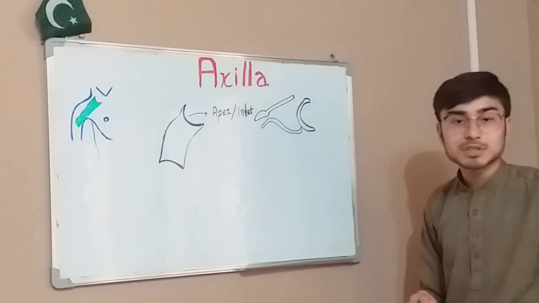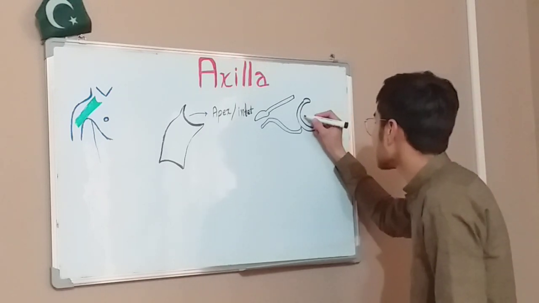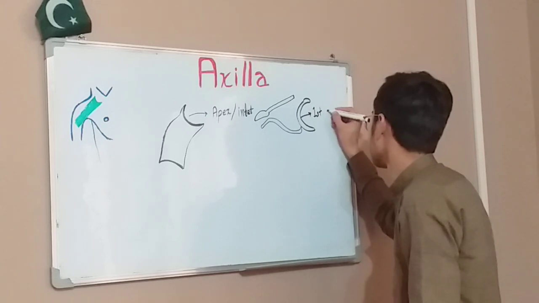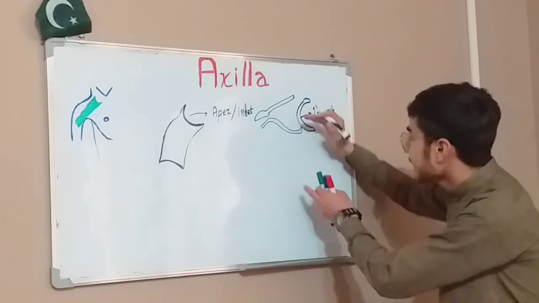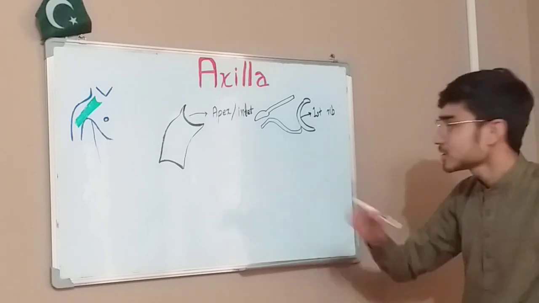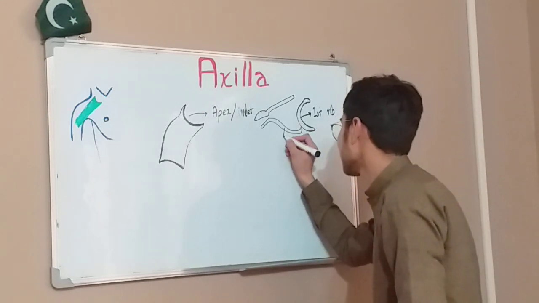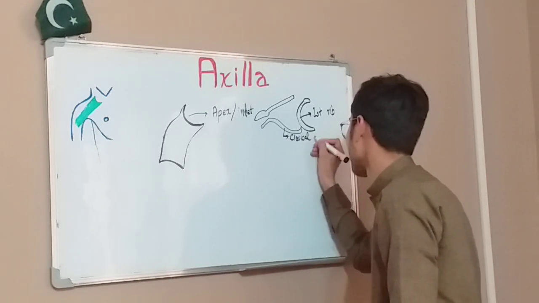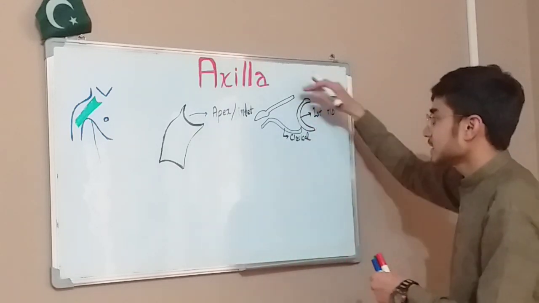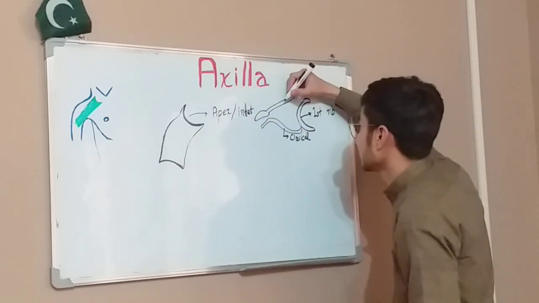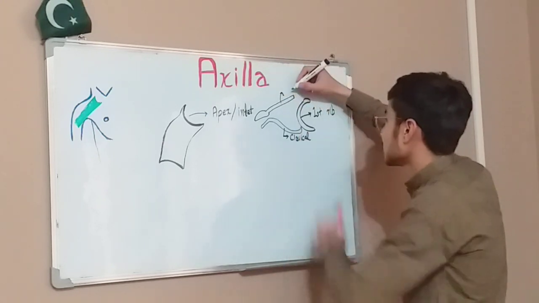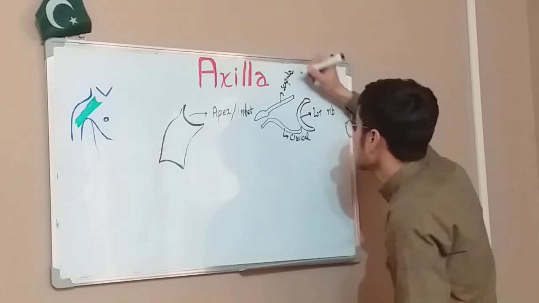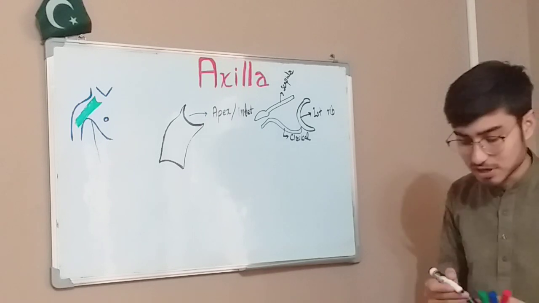The apex is formed medially by the first rib. So we have the first rib, right? And anteriorly, the apex is formed by the clavicle. So we have the clavicle. And posteriorly, the apex is formed by the superior border of the scapula. But you should remember that this is the superior border of the scapula, right?